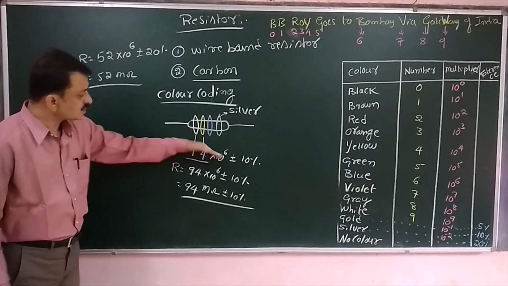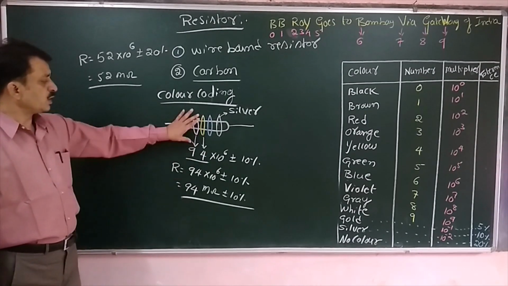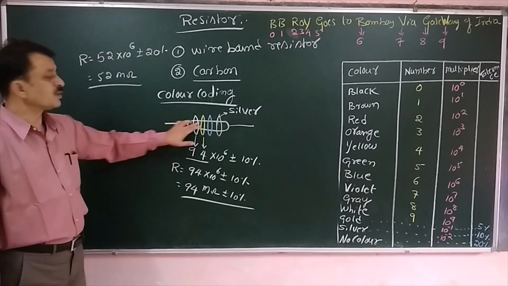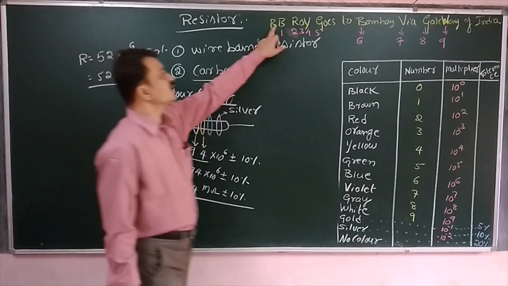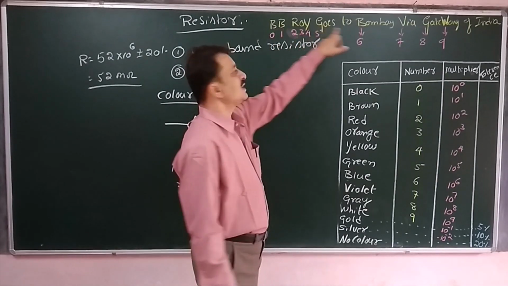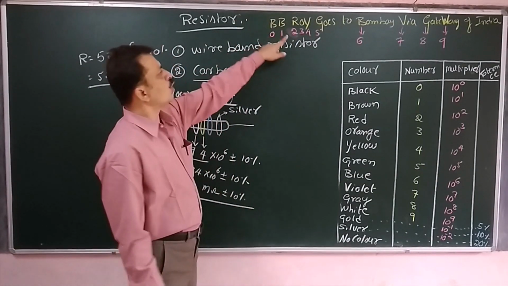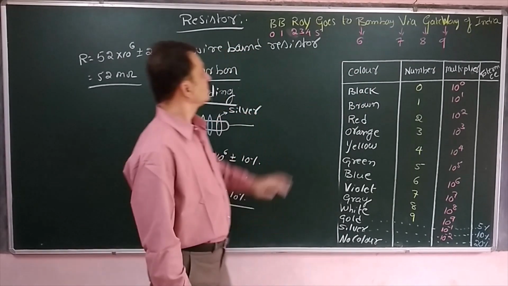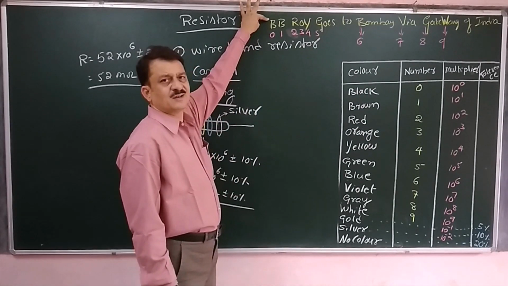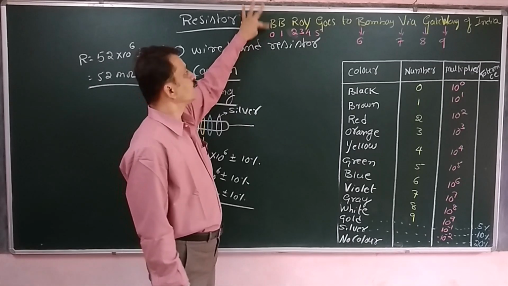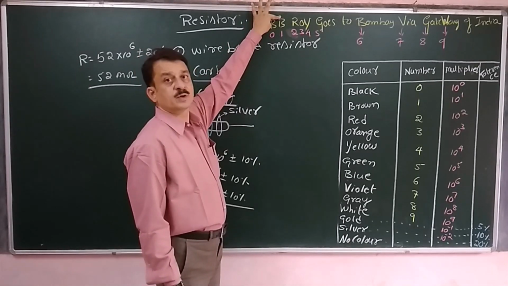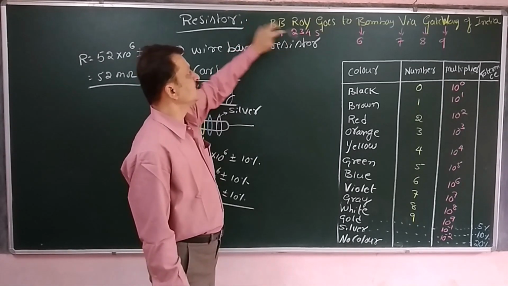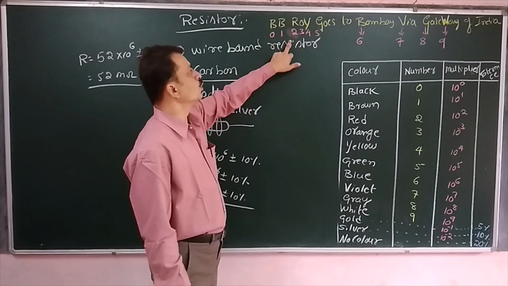Now, how do you remember these values? In order to remember the values for the different colors, we use this simple sentence: B.B. Roy goes to Bombay via Gateway of India. Here B, take the first one, black, therefore 0. Next comes brown, it is 1. Next red, it is 2.